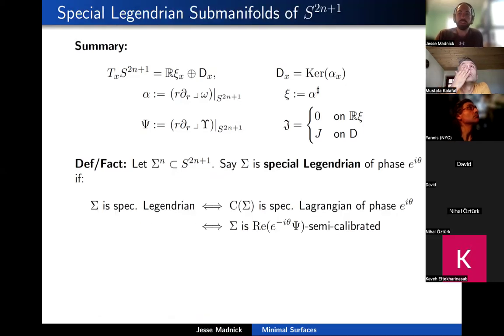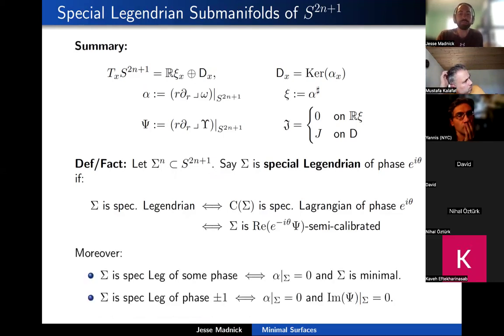The other class of submanifolds you can talk about are, of course, the special Legendrians. If you have complex cones, you can talk about their links. You have special Lagrangian cones, you can talk about their links. So an n-dimensional submanifold of the 2n+1 sphere is called special Legendrian of phase e^{iθ} if its cone is special Lagrangian of phase e^{iθ}. This is again equivalent to being semi-calibrated by a nice semi-calibration.